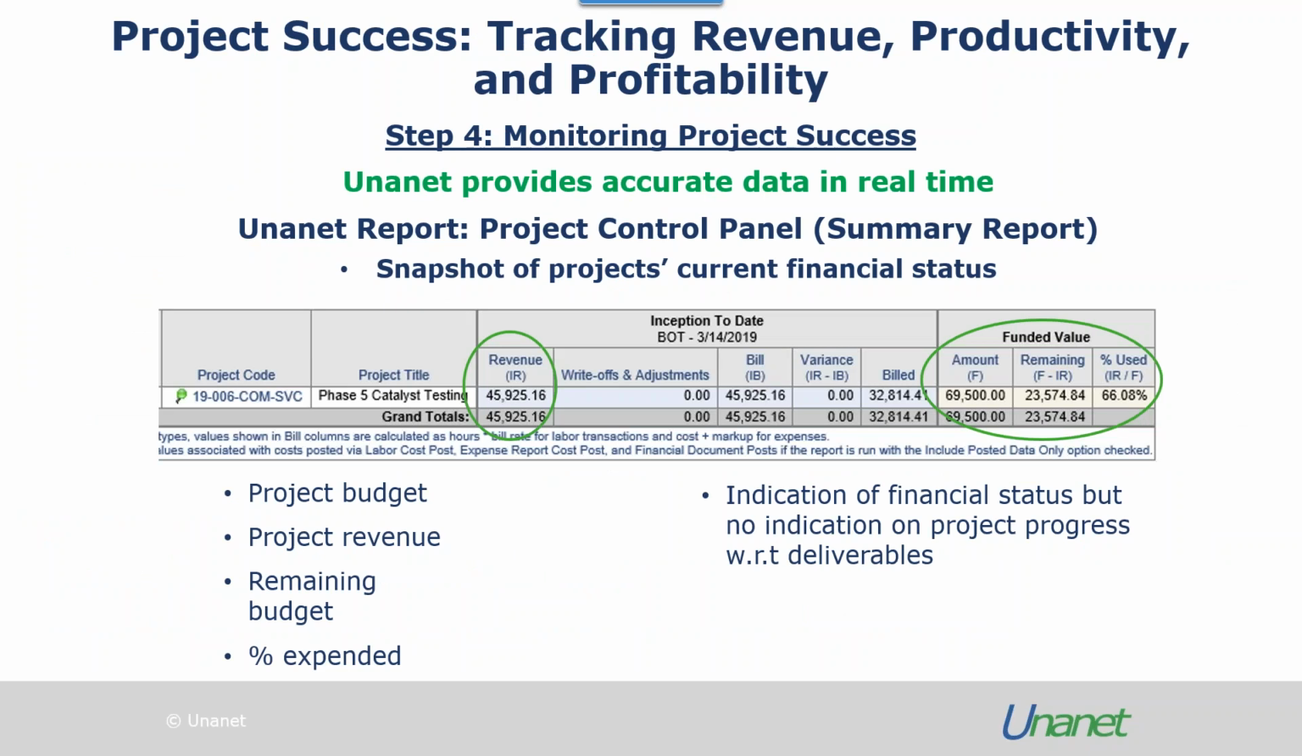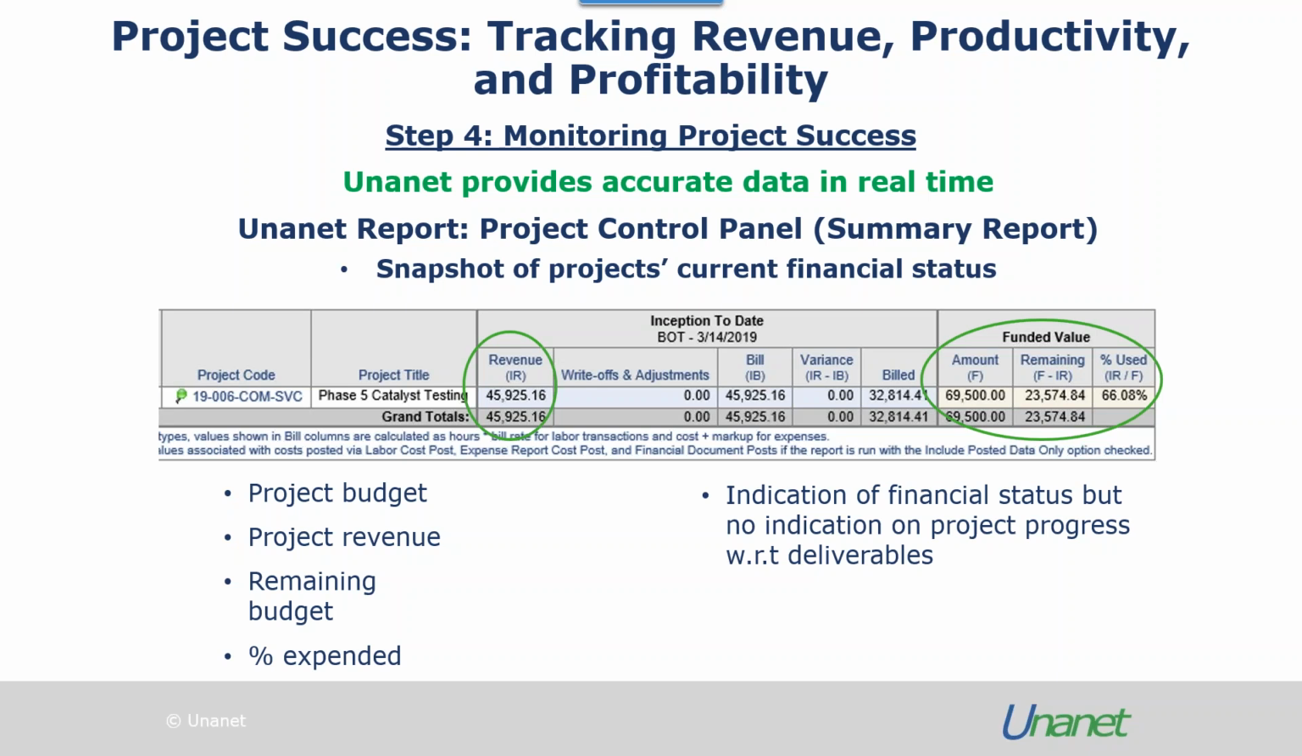The next step in the process, now you've converted your plans to your assignments, is the project monitoring. So Unanet offers many reports that can be used to monitor the business metrics. So the one that we often use is the Project Control Panel Summary Report that's shown here. So this report is basically a snapshot of the project's current financial status, including the real-time data. So it shows the project budget, the project revenue, remaining budget, and percentage expense. So it's a great report to indicate the current financial status.